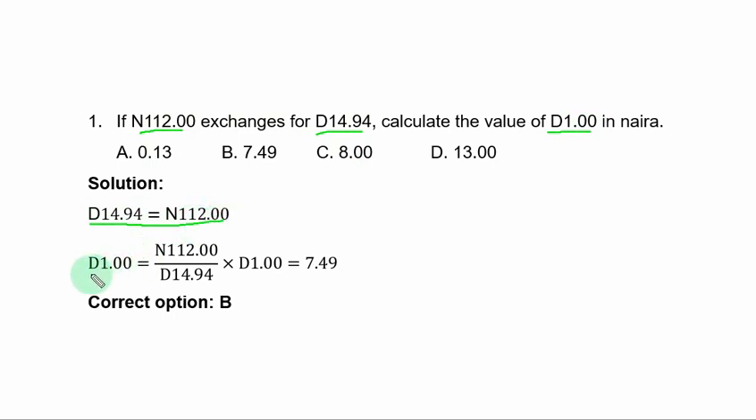Now, to get 1D in naira, you simply divide the given naira by 14.94D and multiply your answer by 1D. When you do that, you have 7.49 naira. That is the value of 1D. B is the correct option.